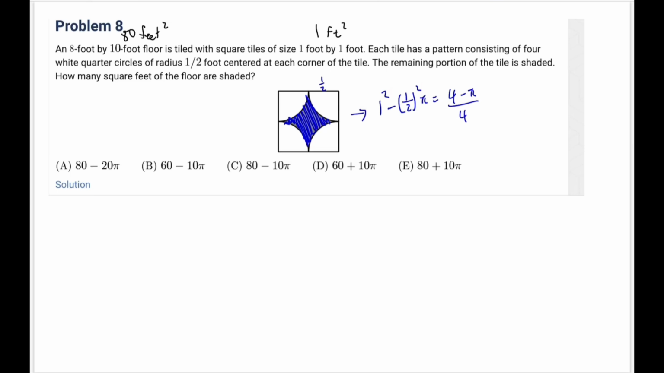But then we have 80 of these, right? Since the whole thing is 80 square feet, and so (4 minus pi) over 4 times 80. This is 80 minus 20 pi. The answer is B.